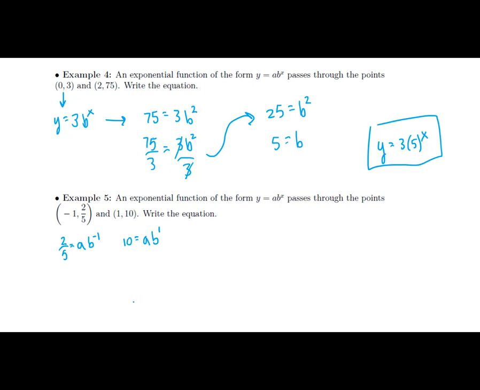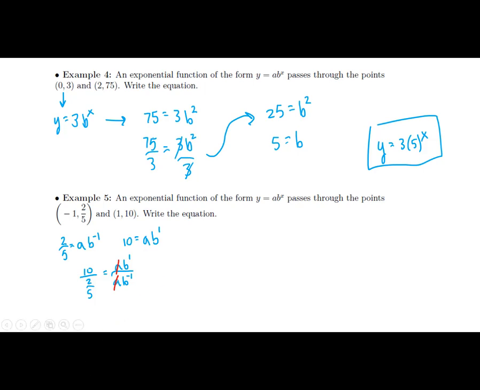So in cases like this, one thing we can notice is that if we were to divide these equations, then the a's could cancel out, and that would allow us to figure out what b is. So the way this looks is we'll say 10 divided by 2/5 is equal to, well, since 10 is equal to a times b to the 1, we'll put that on top, and then 2/5 is equal to a times b to the -1, we'll put that on bottom. And so we can cancel out the a's, and so now we do only have one unknown that we're trying to find.